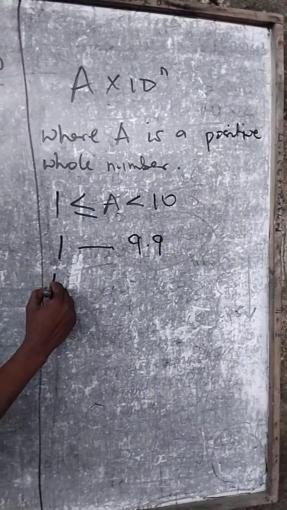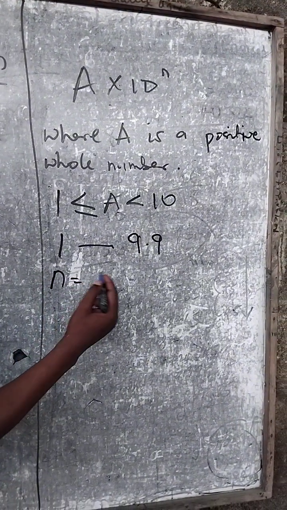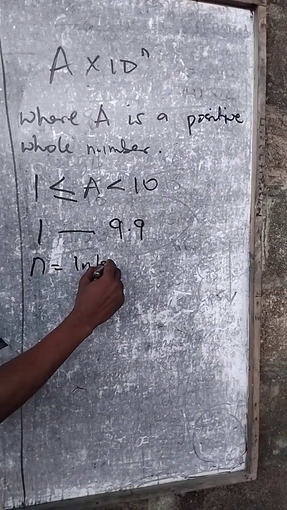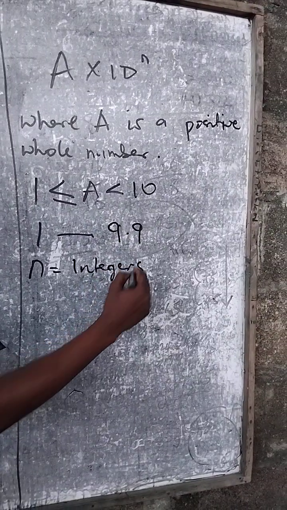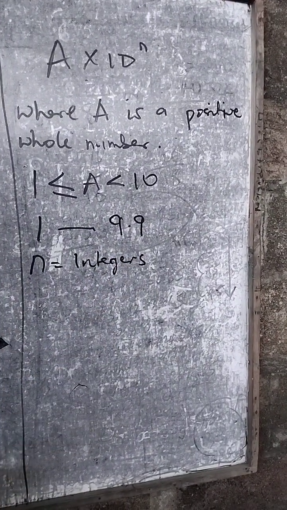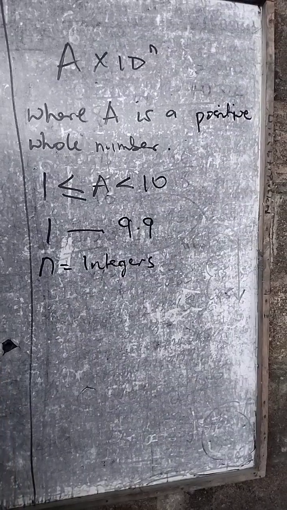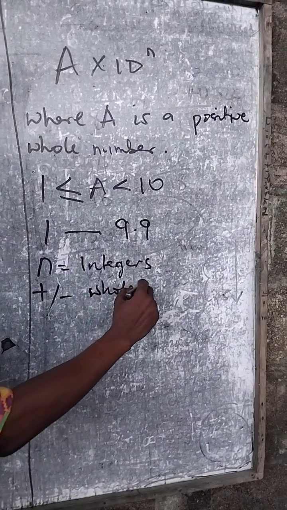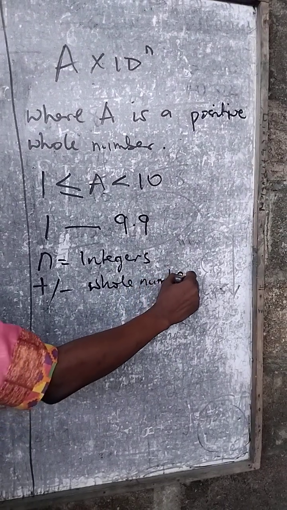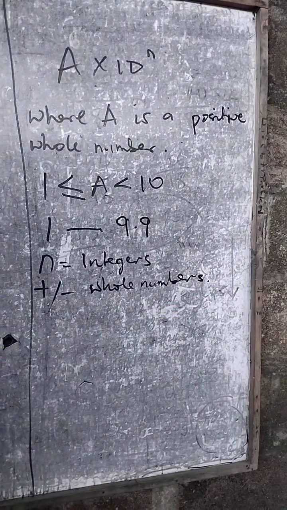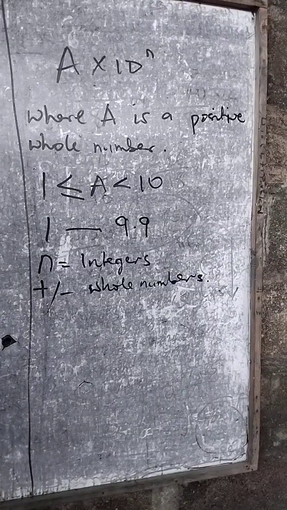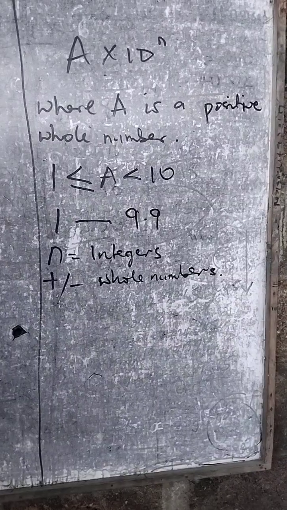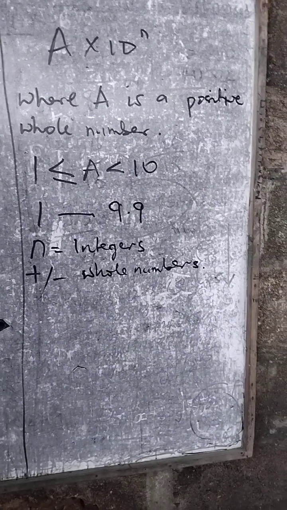Then your n can be integers. N is an integer, that is, positive whole numbers and negative whole numbers. Do you get that? So n can be minus 5, minus 8, plus 2, plus 4, any whole number, either positive or negative.